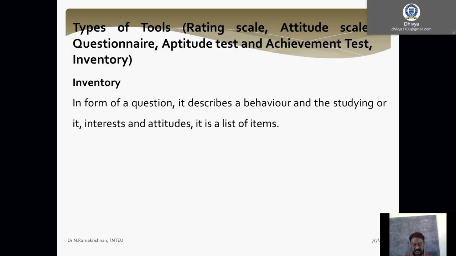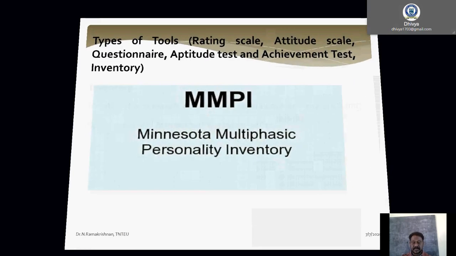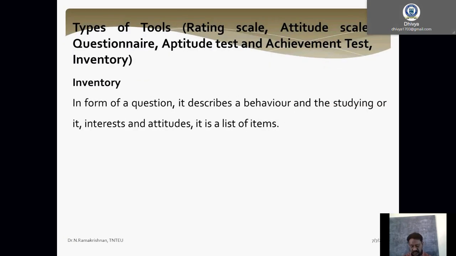For example, an interest inventory, or the MMPI, Minnesota Multiphasic Personality Inventory, will find out, suppose, a depression state. Suppose there are some innate characteristics that are not overt, that are not seen outside. Seeing a person, we cannot identify whether he has depression or not. Recently, a film actor committed suicide, and looking at him, nobody would say that he had depression.